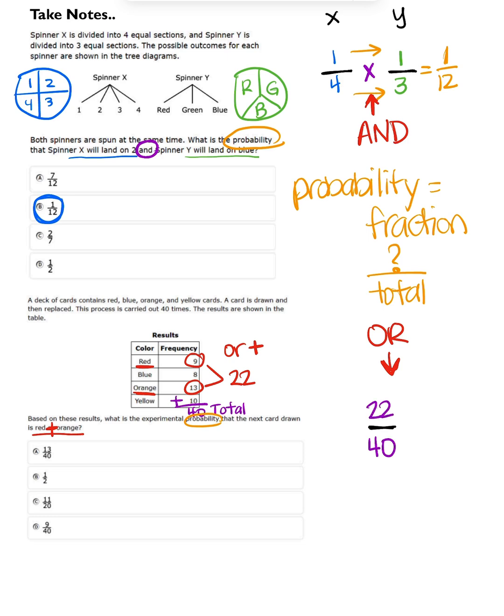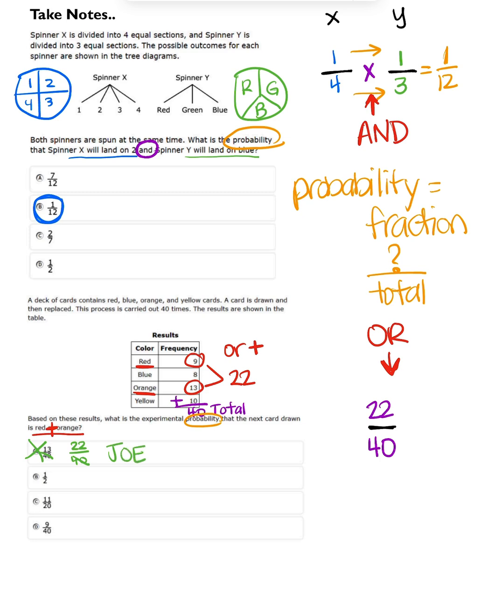So that's my fraction, but the question says, what is the probability of red or orange. So we found the probability of red or orange, but it doesn't match any of my answers. But what I can do is eliminate Joe Schmoes. So I can clearly see that 22 over 40, well, my 40s match, but the 22 and the 13 don't. So this is a Joe Schmo because we can't have one part of our fraction match but not the other.